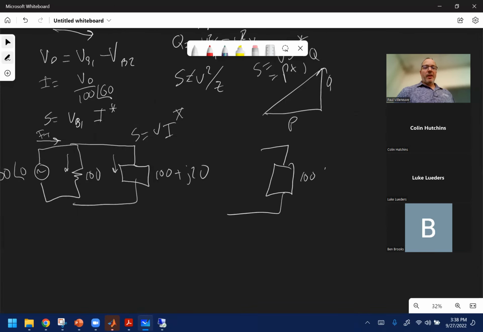You could have also done the parallel combination, which some of you did. This is 100 in parallel with 100 plus j20. I encourage some of you to be very careful and go back through your work, because you thought there were a lot of different ways to get 100 in parallel with 100 plus j20, but there's only one way, right? It's product over the sum. Then this would have given you the same result for I, and then you would use the same S equals VI conjugate.